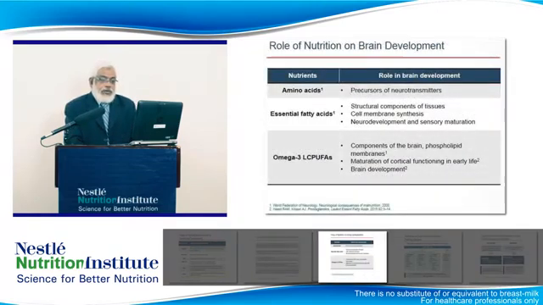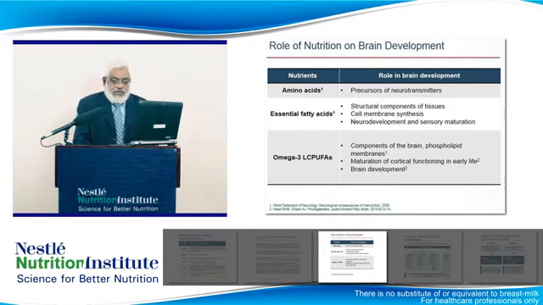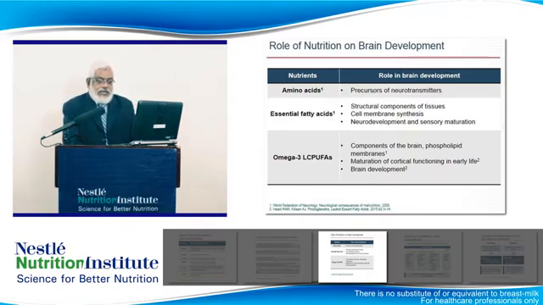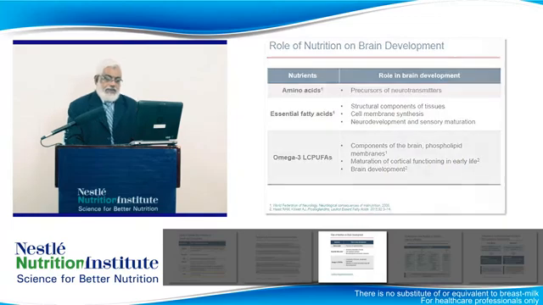Role of nutrition on brain development. Nutrients like amino acids are precursors of neurotransmitters. Essential fatty acids are necessary for structural components of tissues, cell membrane synthesis, neurodevelopment, and sensory maturation. Omega-3 fatty acid is a component of brain phospholipid membrane, important for maturation of cortical functioning in early life and for brain development.